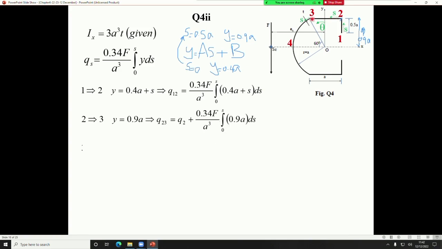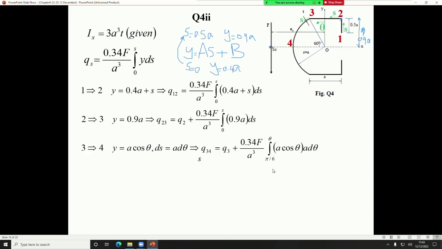Now, from point 2 and 3, y is constant, which is equal to 0.9a. It's parallel to the x-axis. Then we find a value of shear flow at point 2 from this equation, and whatever you get here, you substitute in the second one. And between point 3 and 4, I converted both of them to polar coordinates. And I assume the origin of the polar for theta is the y-axis. So in that case, y is equal to a cosine of theta, ds is equal to a d theta. And once I've got q3 from the top one, I substitute it here and integrate it.